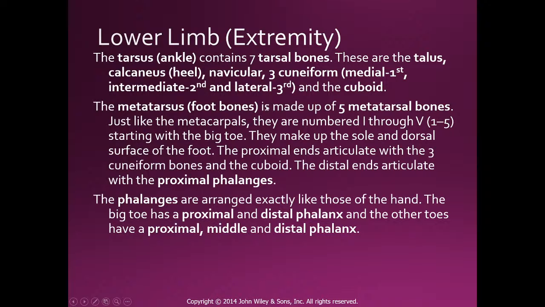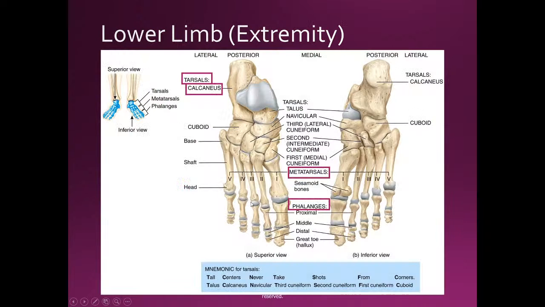The metatarsus is a region; the metatarsal bones are the bones in the sole of the foot. And they're just like the metacarpals we had in the palm of the hand. They make up the sole of the foot and the dorsal surface of the foot. And they articulate with the 3 cuneiform bones and the cuboid. The distal ends of the metatarsals are, of course, going to articulate with the proximal phalanges. And the phalanges are the exact same as we saw in the hand.